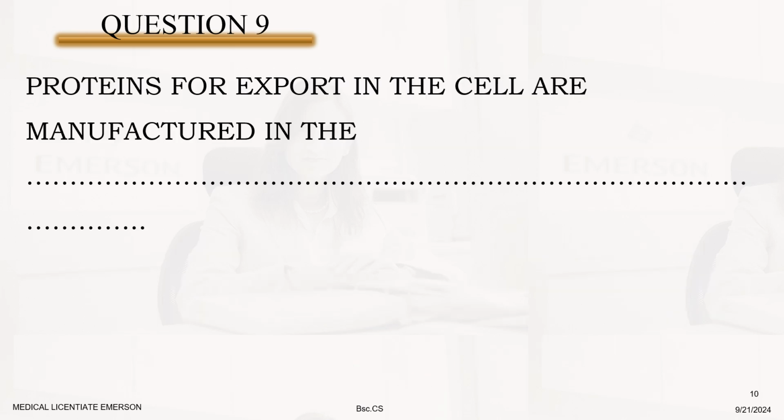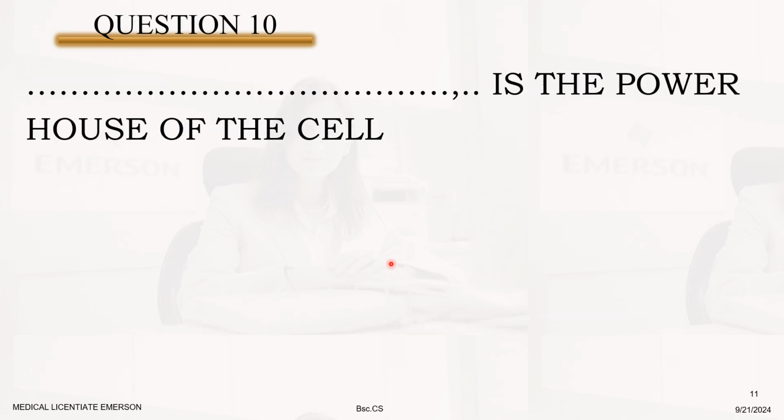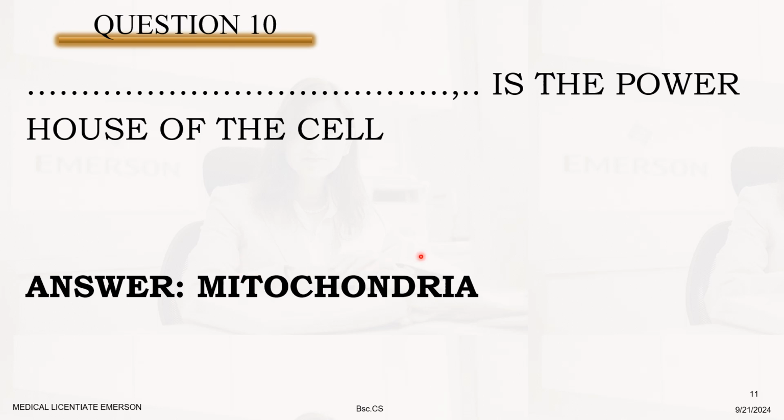Then let's go to the next. Proteins for export in the cell are manufactured in the dash. The answer is the rough endoplasmic reticulum. Remember, it has the ribosomes on it, of course. Then dash is the powerhouse of the cell. The answer is the mitochondria. I think this is also one of the easiest.